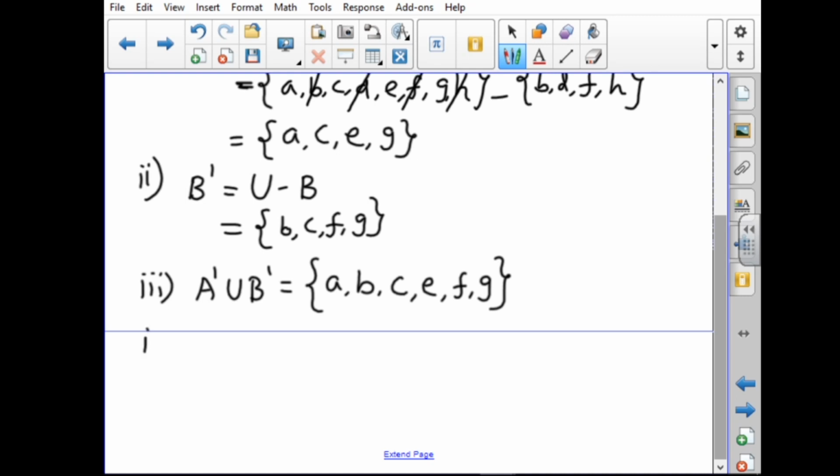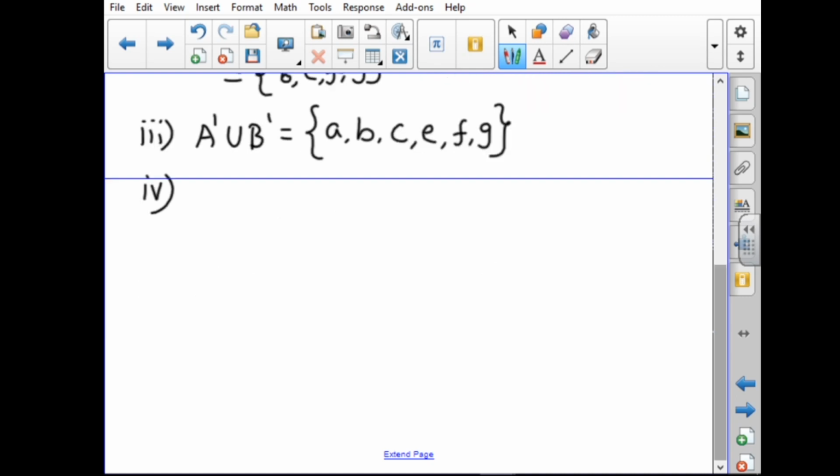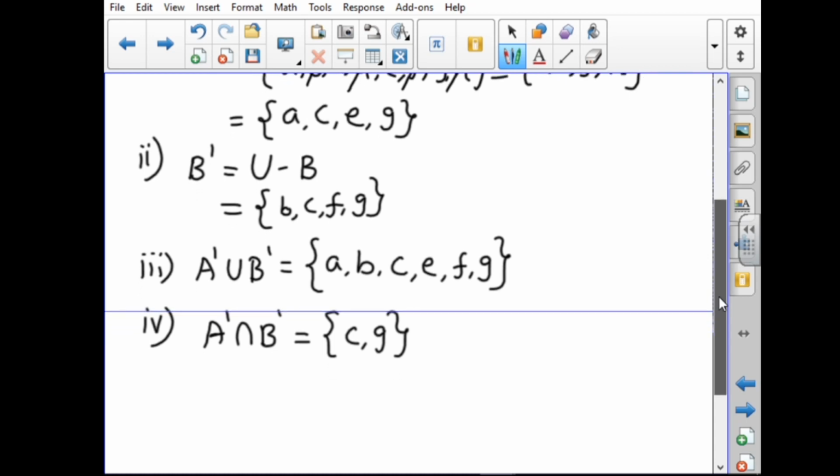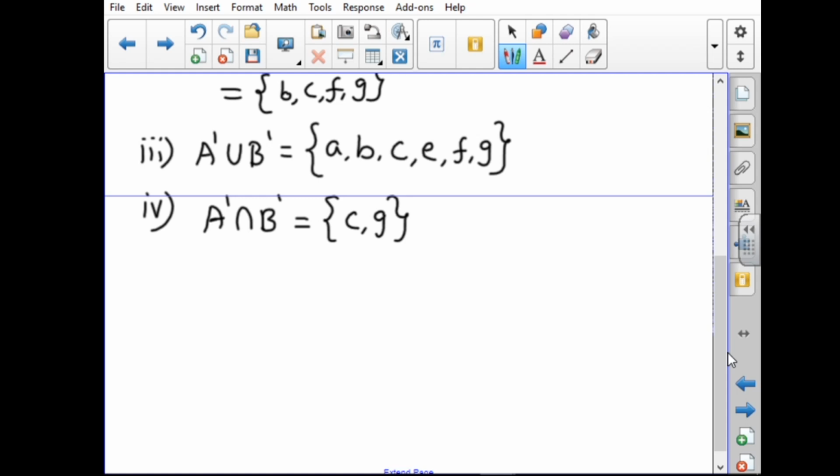Then fourth one, A dash intersection B dash. That means common elements of A dash and B dash. Okay. Common elements of A dash and B dash is C and G. See, your A dash is A, C, E, G and B dash is B, C, F, G. So therefore C and G are the common elements of A dash intersection B dash.